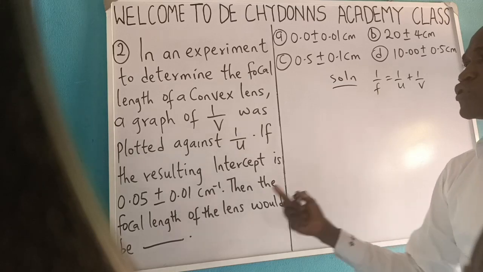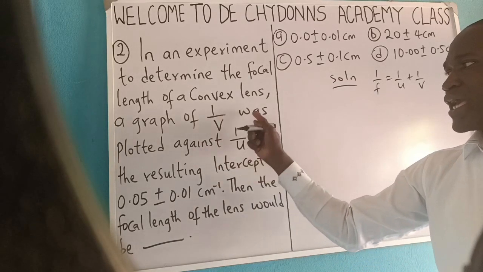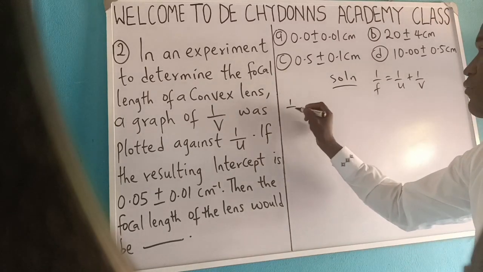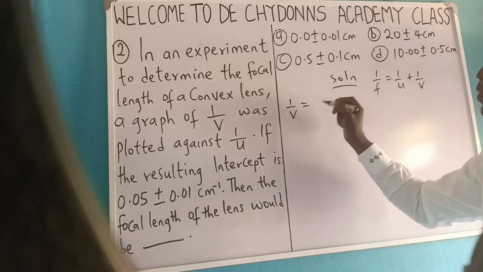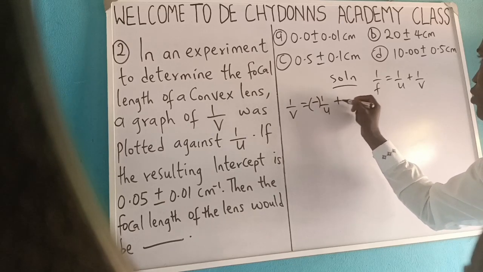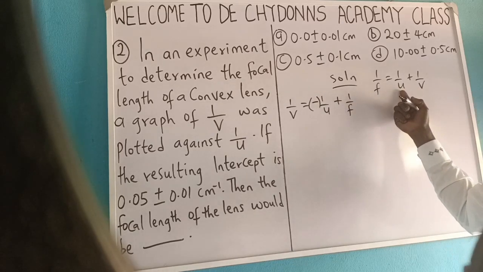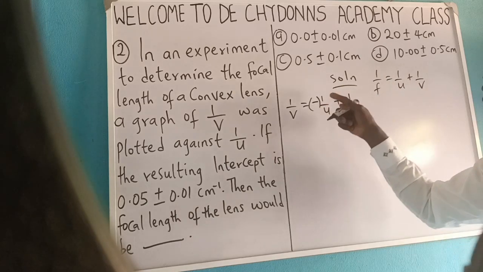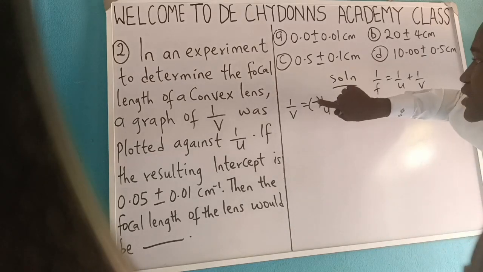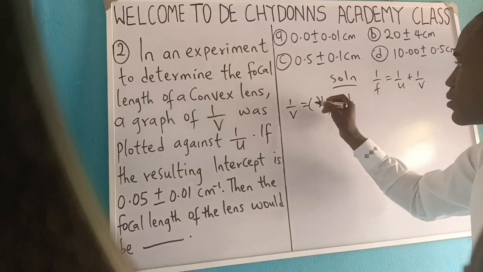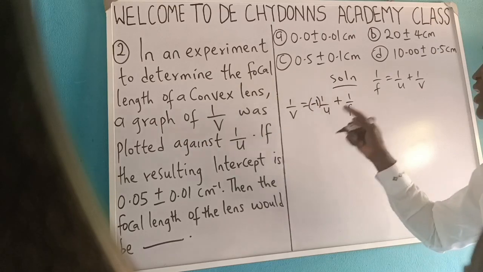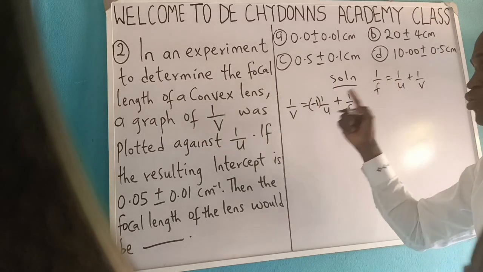Now, what happens when one plots a graph of 1 over v against 1 over u? That means make 1 over v the subject of the formula. 1 over v, making it the subject of the formula, will be minus 1 over u plus 1 over what? F. Because I carry this to the other side, it becomes minus 1 over u plus 1 over f. Now, this minus you are seeing here simply means minus 1, because minus 1 times 1 will still give you minus 1. That is all you should note here.